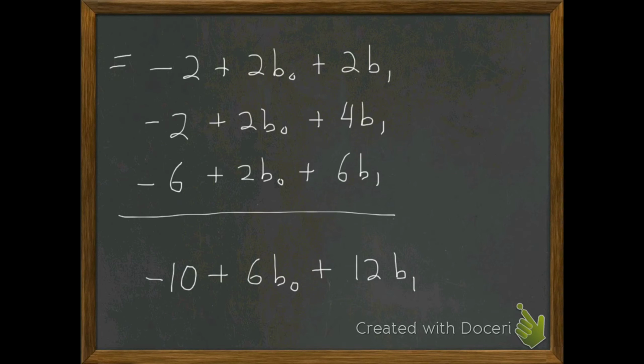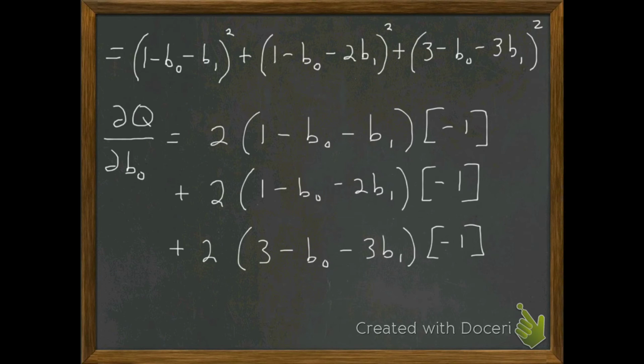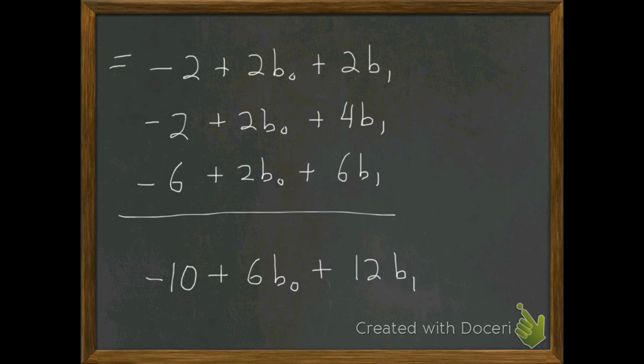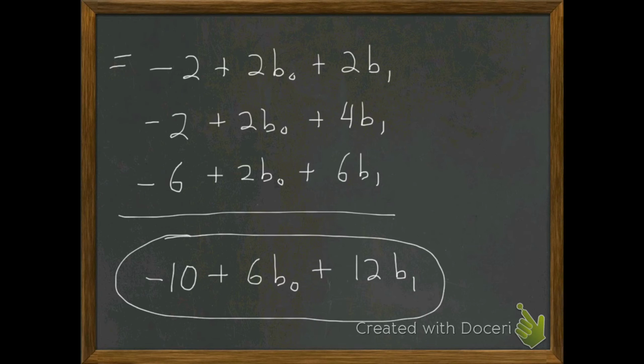It's one place I really like the board better because you can keep your work in front of you. All right, so make sure I didn't do anything silly here. So minus 6 plus 2 plus 6 minus 6. Okay. So guys, this is our partial of Q with respect to B0.